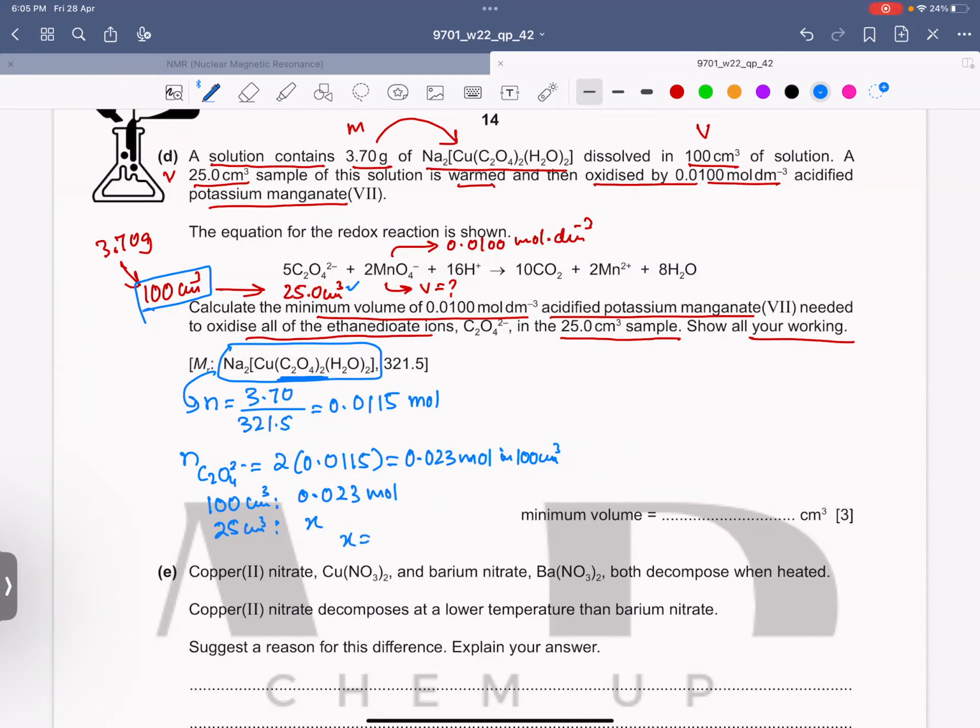So X would be equal to, just times it. No, sorry. Divided by 4. Yes, can anybody tell me the answer? Sir, 5.75 exponent minus 3. 5.75 exponent minus 3 are the moles of ethanoate ions in 25 centimeter cube. Is this clear to everyone? If anyone has any doubt, please ask before I proceed further.